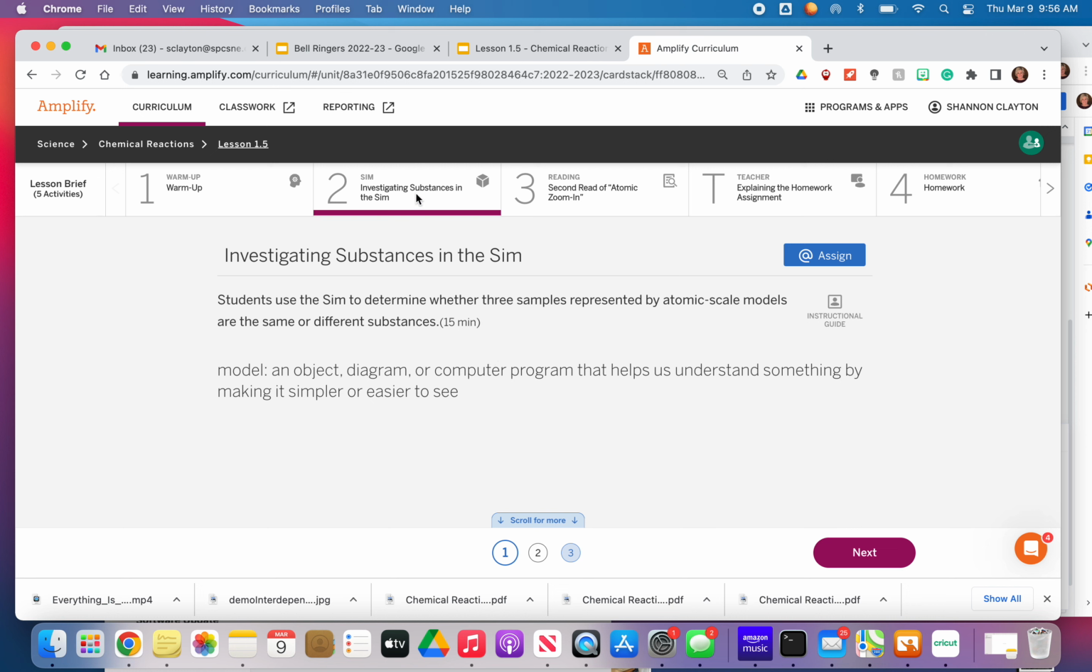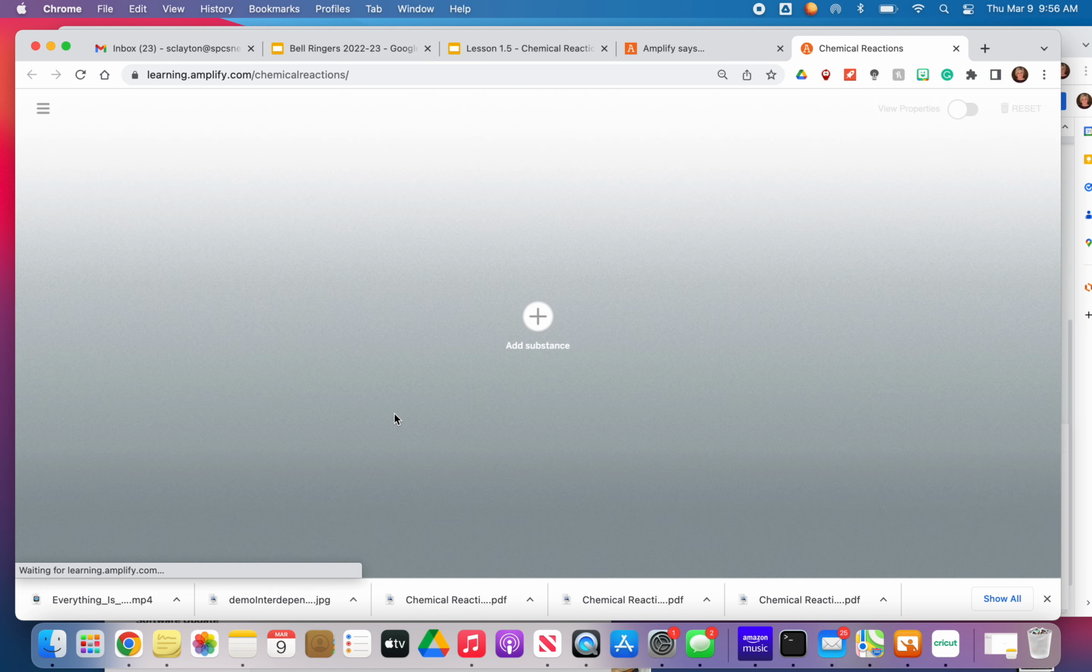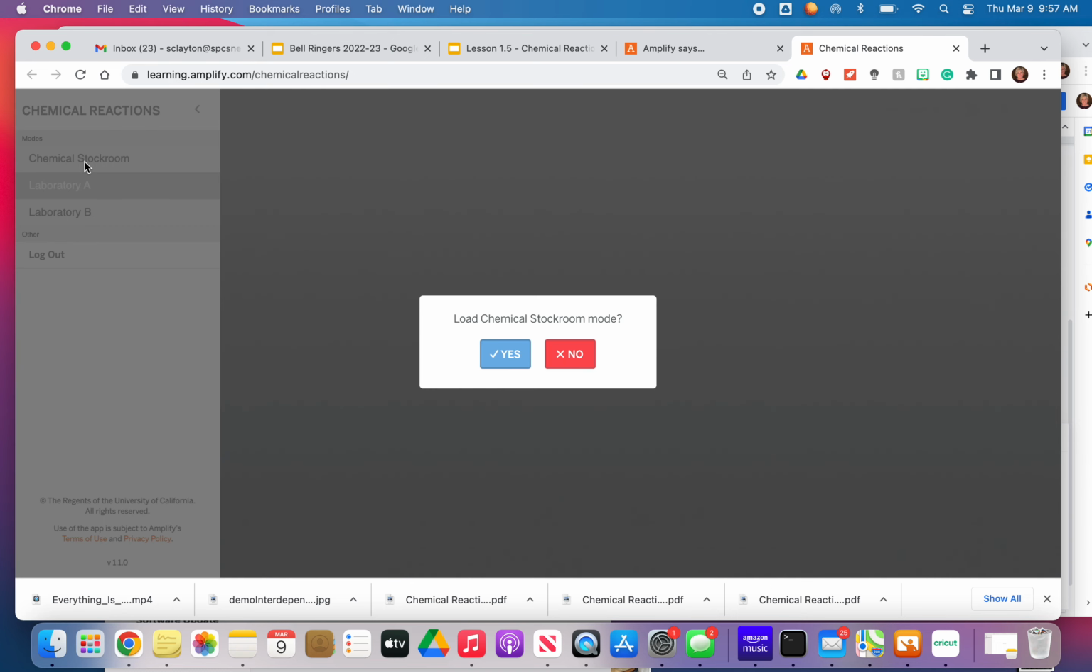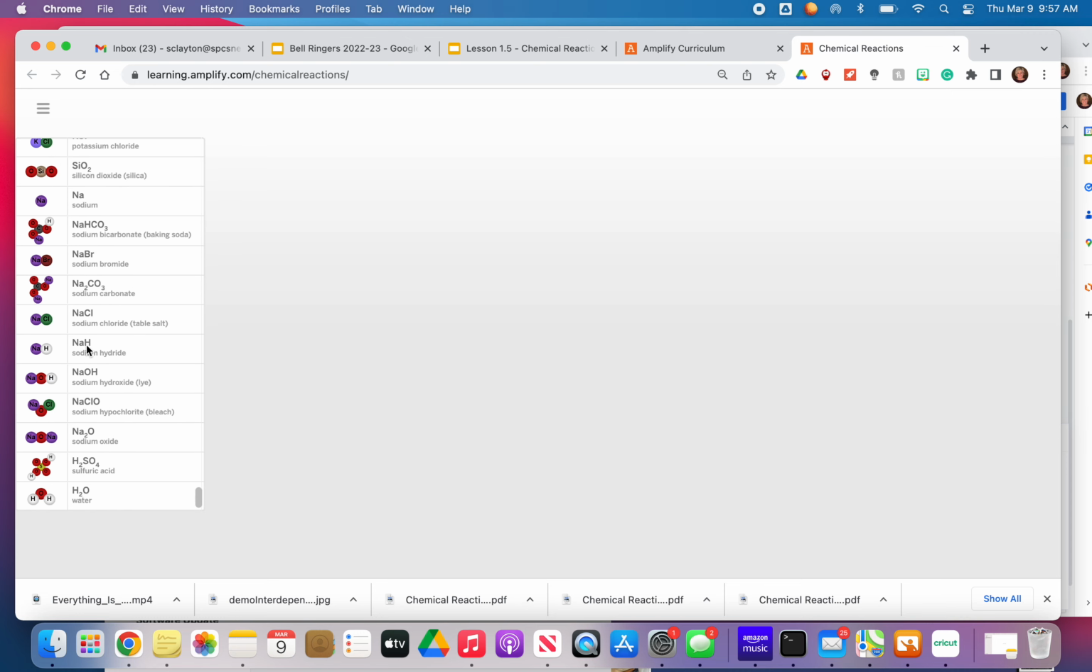So when we're in activity number 2, I want you to go to screen number 2. There's a link here to launch the simulation. And when you open it, it's just going to be this gray screen. I want you to come up here to the top left and click on those 3 lines. And the default is always this laboratory A mode. Today, we're going to do the chemical stockroom. So pretend that you are an actual chemist and you have a stock room full of different chemicals, and you're just looking at them, just kind of compare and contrast.